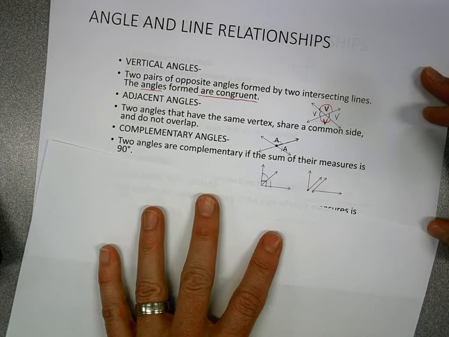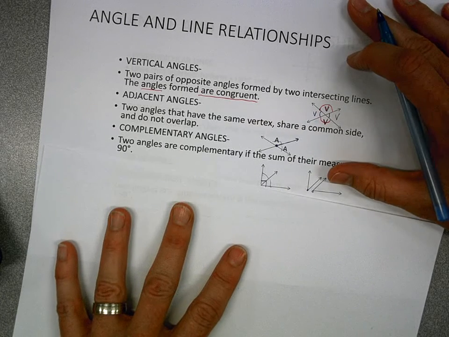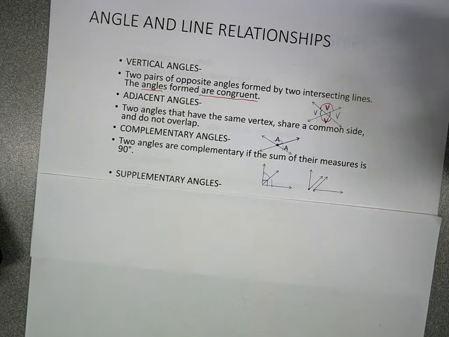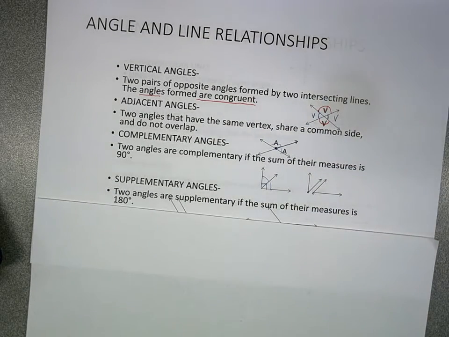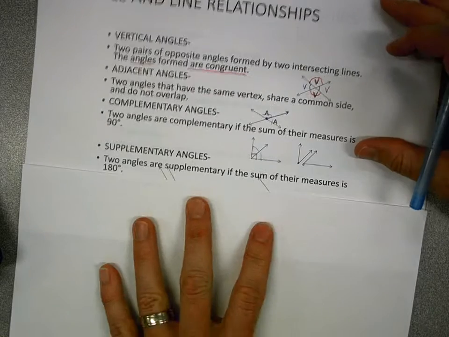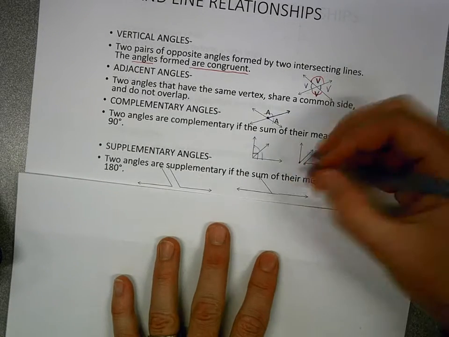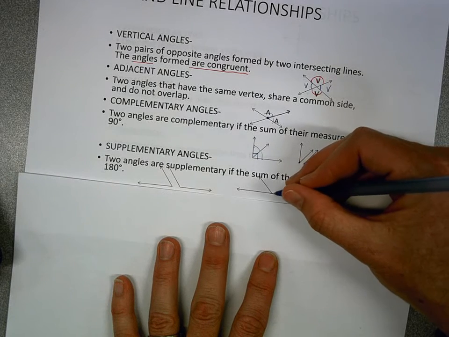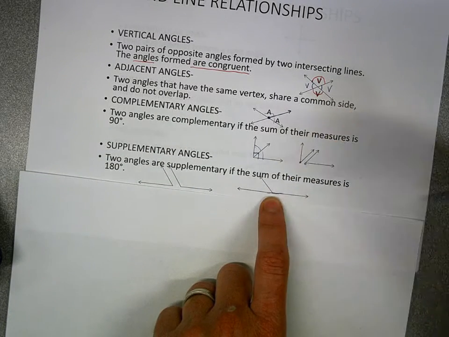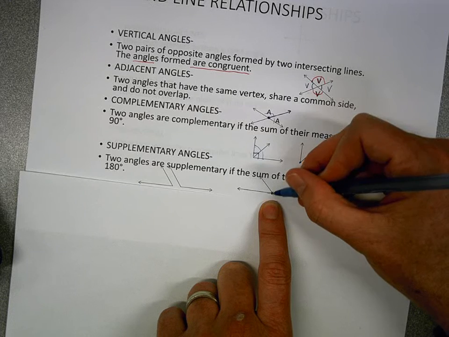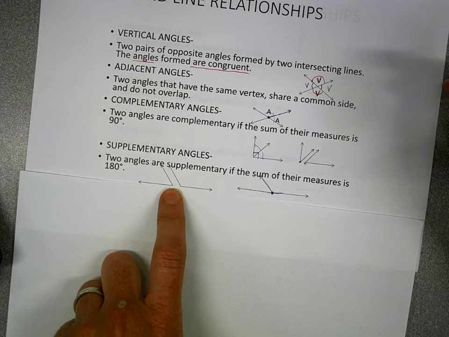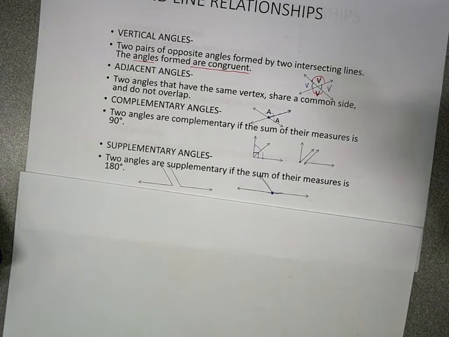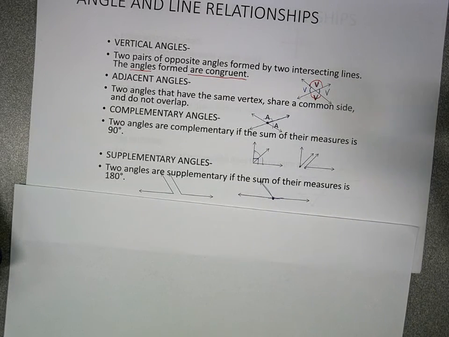So you have complementary, and then you have what? Can any of you guys remember? I heard a couple of people whisper it. Supplementary angles. Everyone? Supplementary angles. Same idea. It says two angles are supplementary if the sum of their measures is 180 degrees. So here, I don't know why that little break is there, but pretend that's one long line. That right there are adjacent supplementary angles, right? They share a vertex. They share a common side. They don't overlap. However, those are supplementary angles that are not adjacent. They're just two separate angles that would add up to 180. Okay? Questions so far?